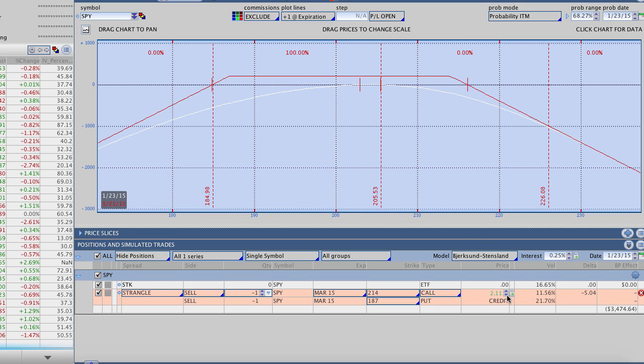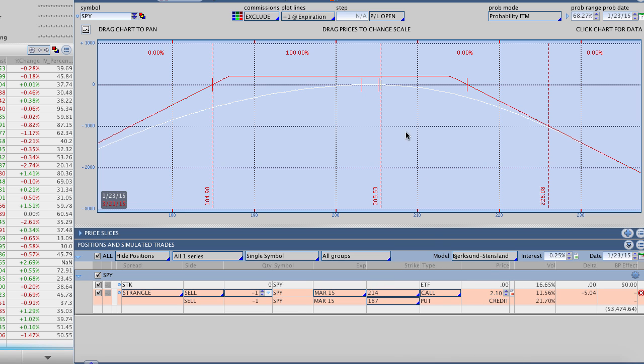Now in this case, we take in about a 210 credit. So we'll just keep the numbers pretty simple here. We take in about a 210 credit on this trade, which helps widen our break-even points out $2.10 on either end of the strike prices that we select.